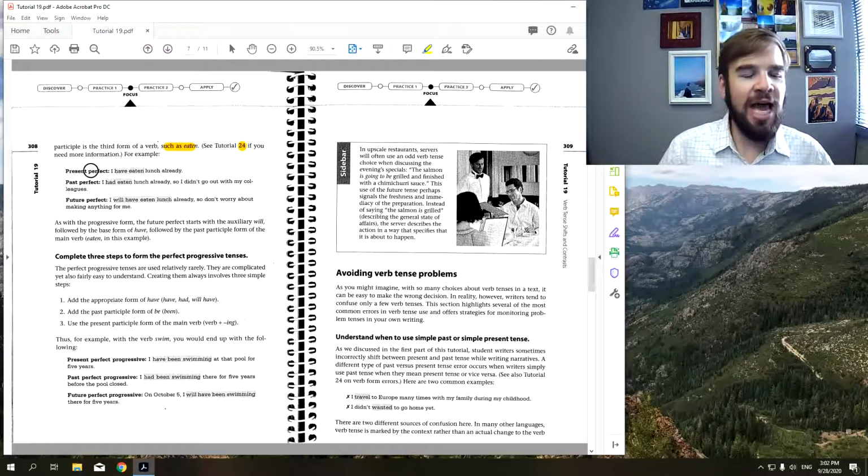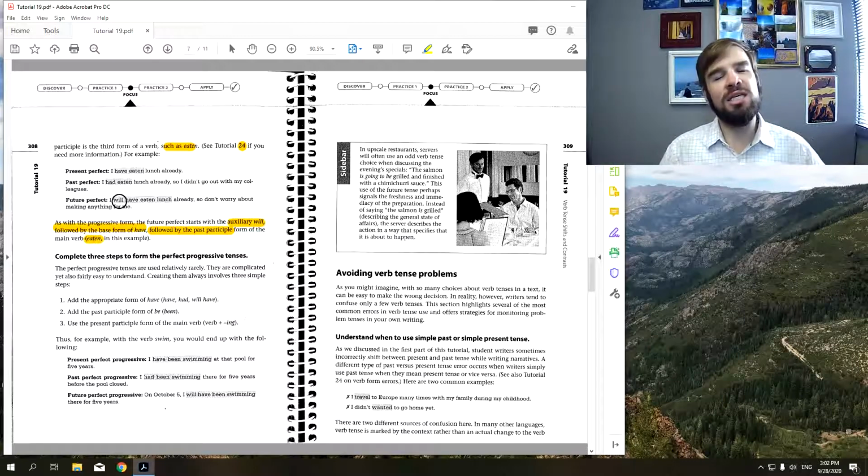Now, the present perfect: I have eaten lunch already. Past perfect: I had eaten lunch already, so I didn't go out with my colleagues. And future perfect: I will have eaten lunch already, so don't worry about making anything for me. As with the progressive form, the future perfect starts with the auxiliary will, followed by the base form of the verb have, followed by the past participle form of the main verb, in this case eaten, right?